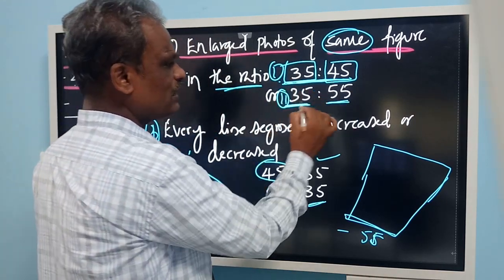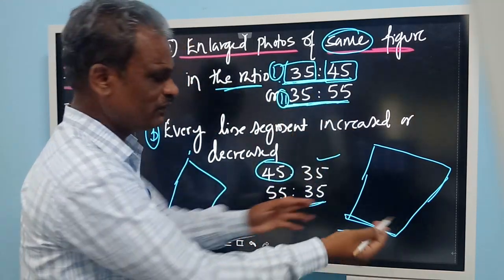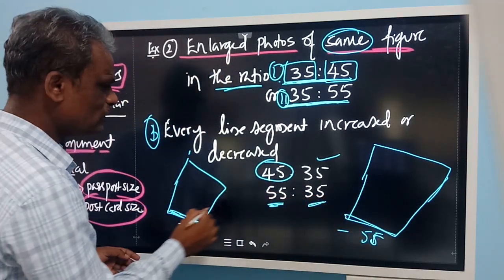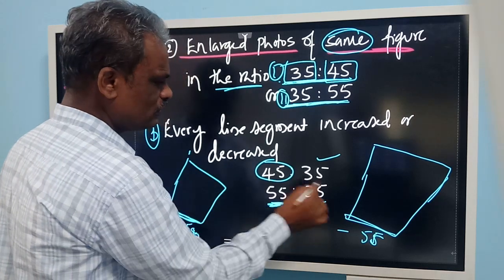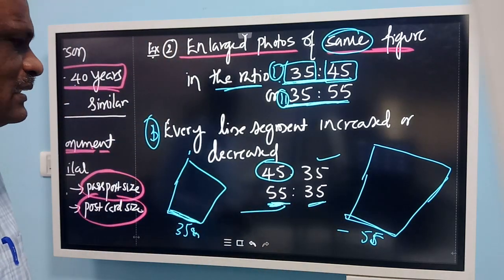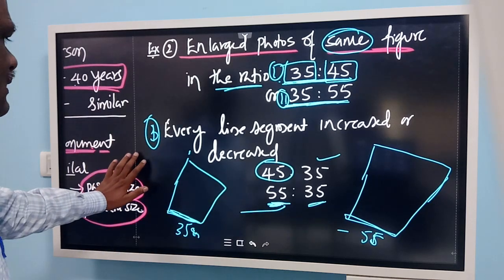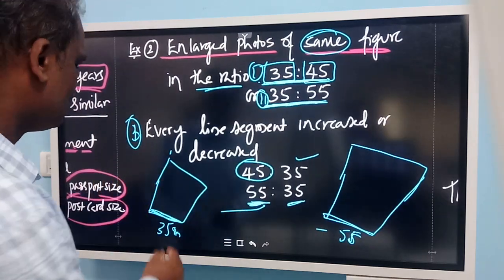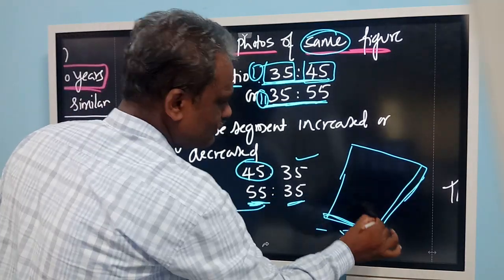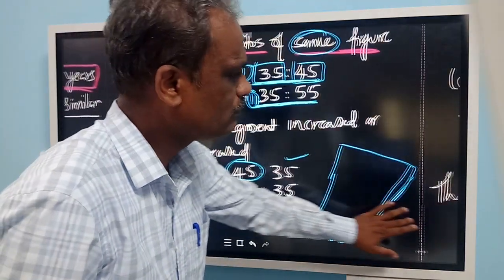Okay, 35 centimeter, you made it 55 centimeter. Or 55 centimeter, you reduce to 35 centimeter. So the ratio remains the same. This is called the ratio of the corresponding sides. Whether you increase or decrease, the ratio should be the same. This side with this side, second side with the second side, the ratio must remain the same.